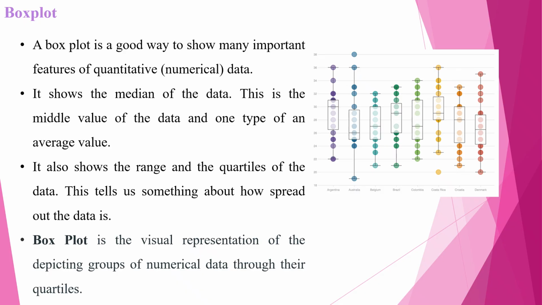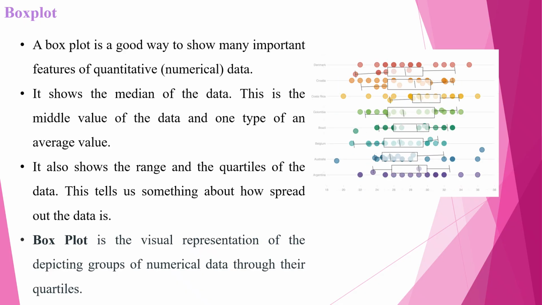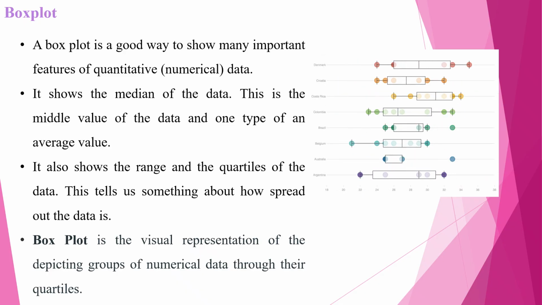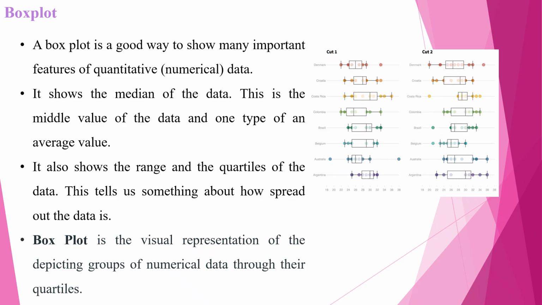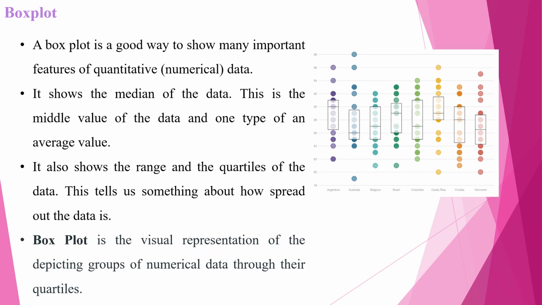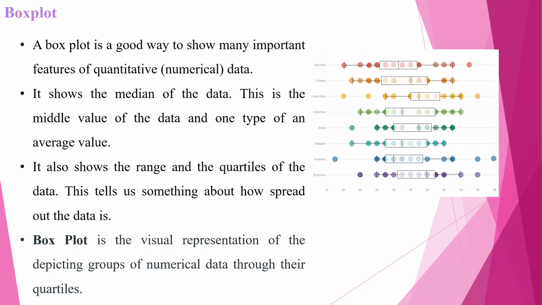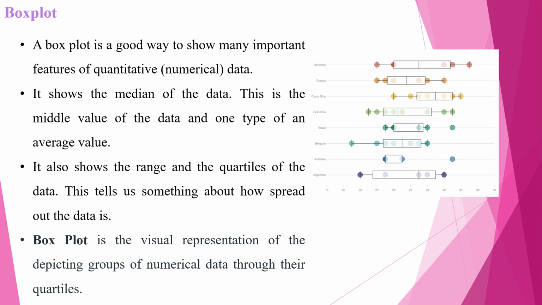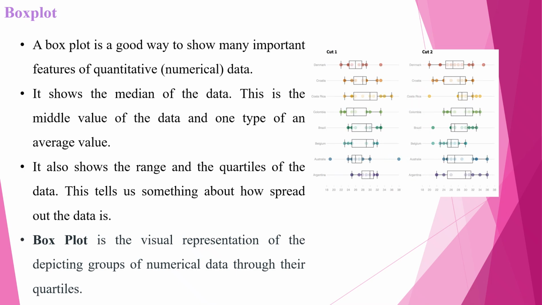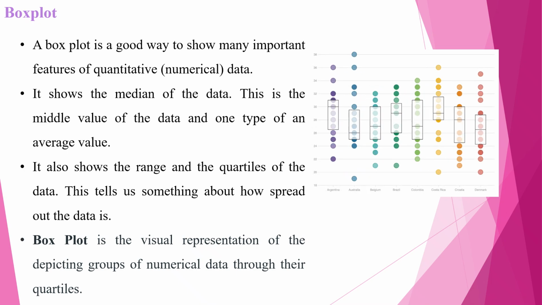In addition, it displays the range and quartiles, which help in understanding how the data is spread. The box represents the interquartile range, while lines extending from the box indicate the minimum and maximum values. This makes it easier to identify variations, spread, or even outliers in the data. Overall, a box plot provides a clear summary of the data distribution into quartiles.